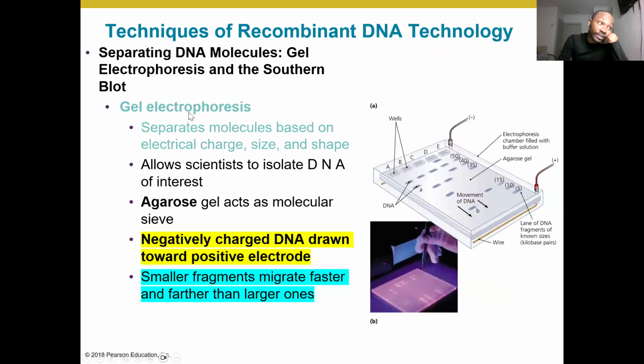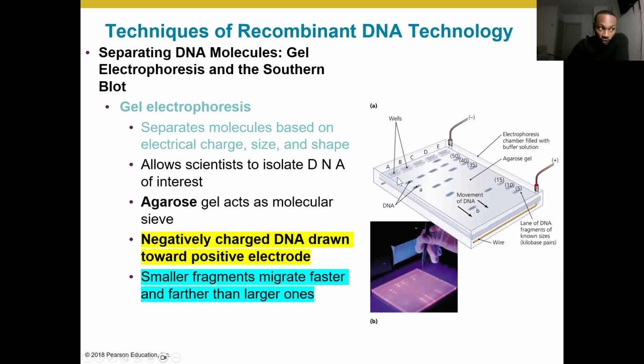Gel electrophoresis, you'll see these questions too, right? Gel electrophoresis is a process that separates molecules, whether it's DNA or proteins, for example, but it separates molecules based on their charge, their size, and their shape. Okay. So DNA is negatively charged. So you'll put your DNA in the wells up here on the negative side. Notice how it's the negative side right here.